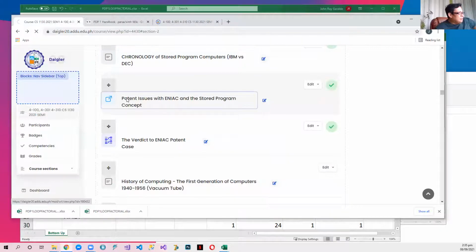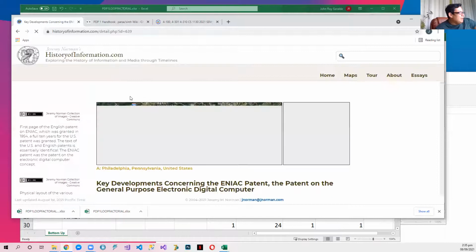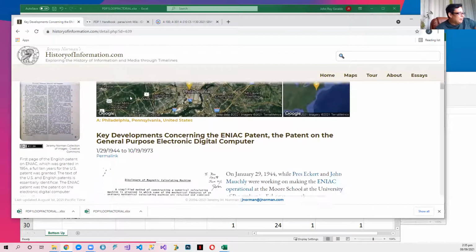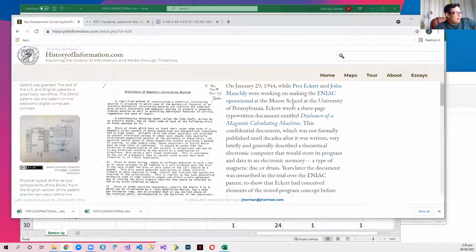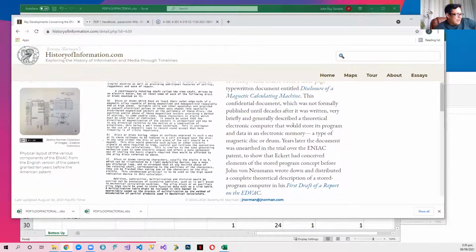So during 1946, Presper Eckert and Mauchly filed for a patent for ENIAC. At the same time, they also included the patent for the stored program concept. Do you follow? You may ask, why did they include the stored program concept with the ENIAC when in fact ENIAC is not a stored program computer?